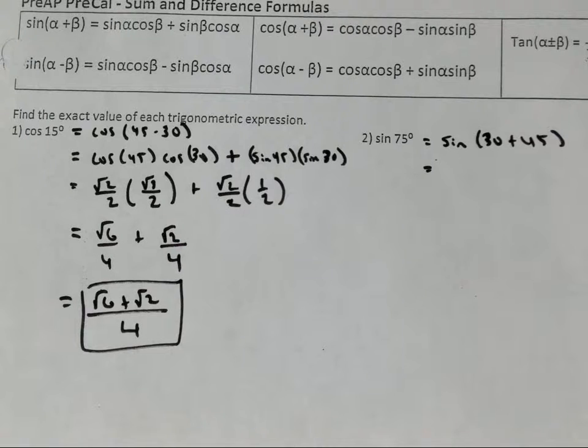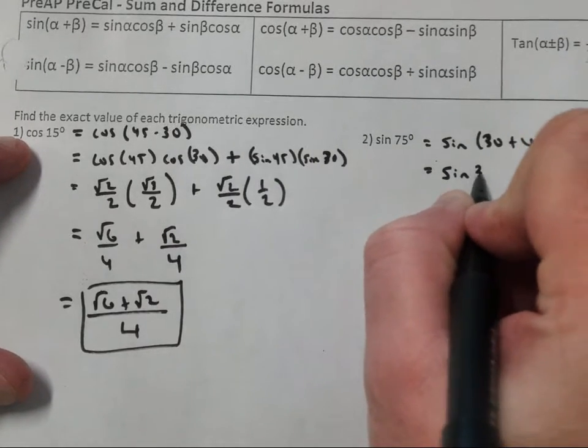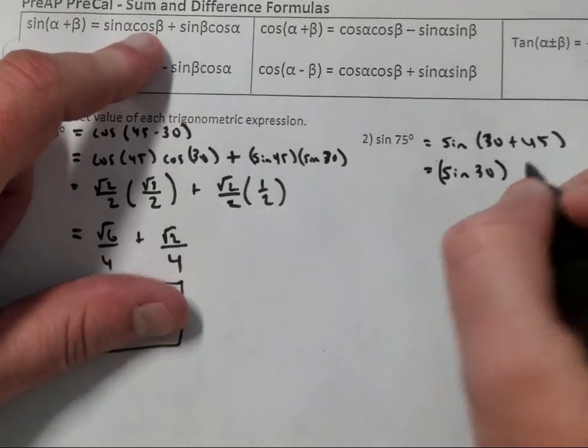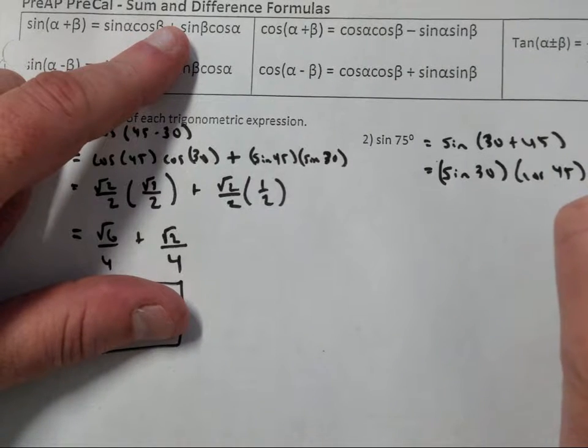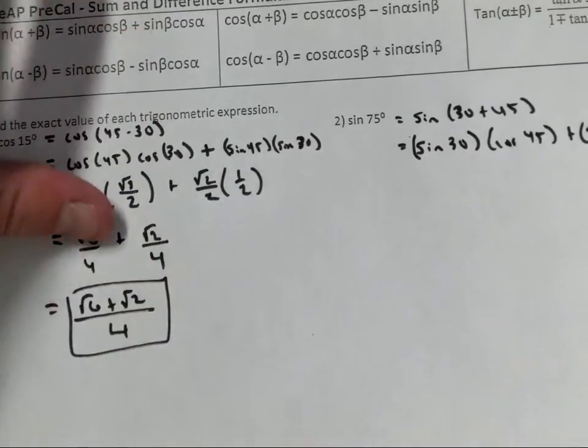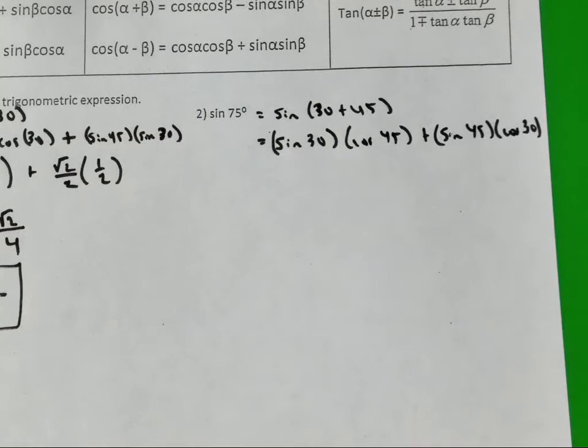So if I look at my sum here, it is sine of the first one times the cosine of the second one plus the sine of the second one times the cosine of the first one. Does that make sense how that looks with the variables? Okay, so let's go with that. So it's going to be sine of 30 times cosine of 45 plus sine of 45 times the cosine of 30. Take a moment to look at that and make sure you understand how I got that set up. The setting up is the hardest part.